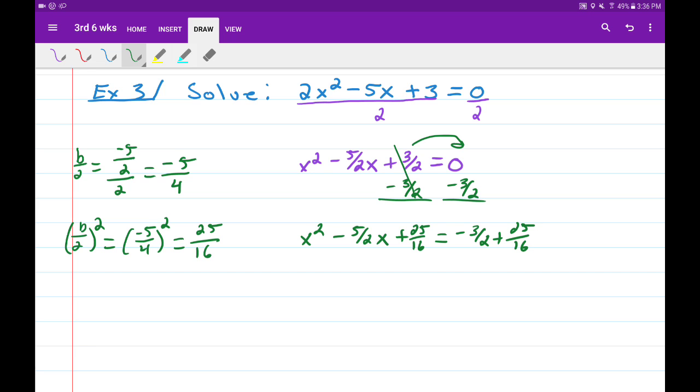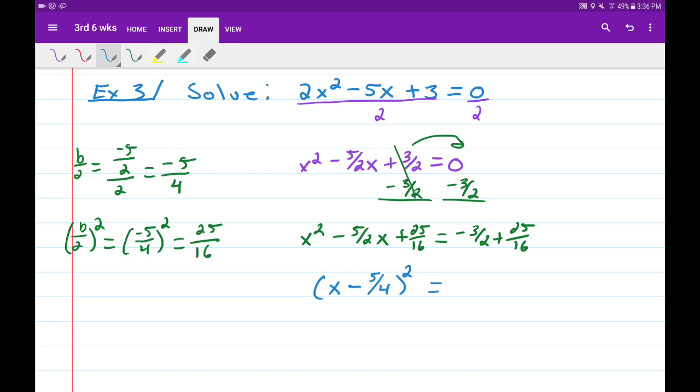Okay, we still got to factor the left side, but it's super easy because we know that every factor for completing the square is the same thing: x, and then whatever half of b is. And we know what half of b is. It's negative 5/4, so minus 5 over 4. So don't forget the squared. And there, we're good to go. All right, so negative 5 over 4.